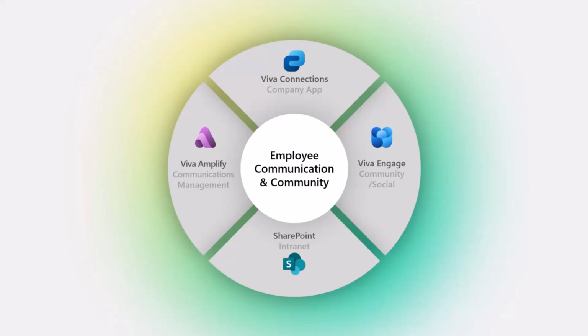There might be a bit of overlapping capabilities, but as an example, you can use Viva Amplify to publish your SharePoint news and Viva Engage posts, and then expose all of that same information in Viva Connections. So it's a shared employee experience, targeting communications and employee access to information.